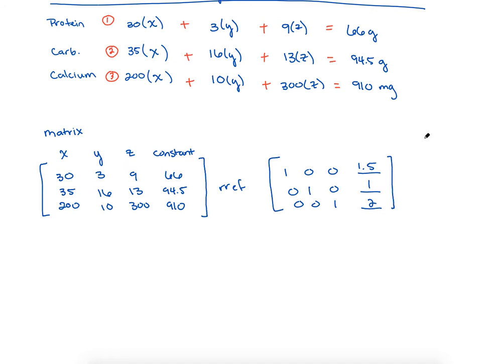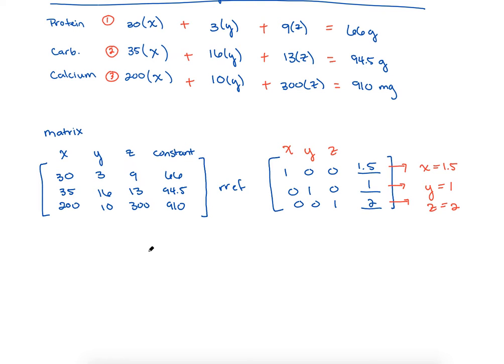And now what we need to do is interpret the results from the matrix and from the calculator. So remember this is x, y, z. Since the leading coefficient in this first row goes with the x, this tells us that x is equal to 1.5. In the second row, the leading coefficient corresponds with the y, so this tells us that y is equal to 1. And then in the third row, it's the third column that has the leading coefficient, so that tells us that z is 2.